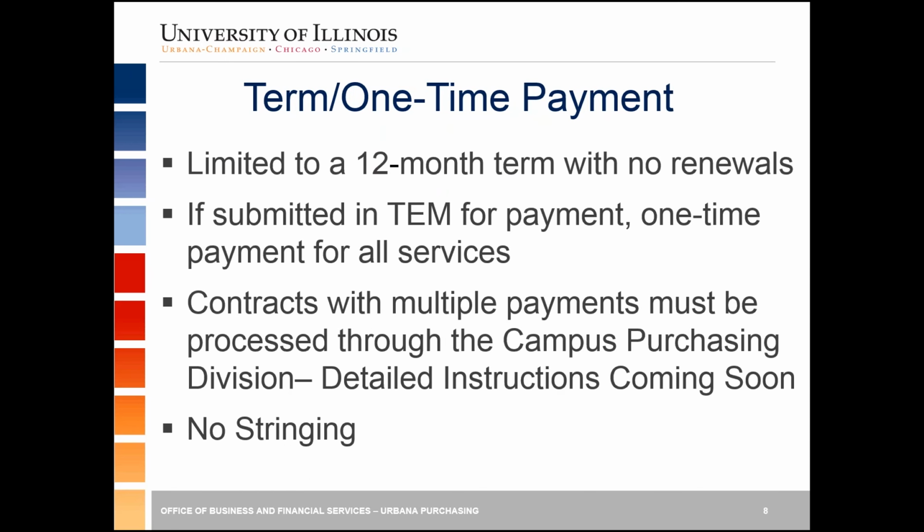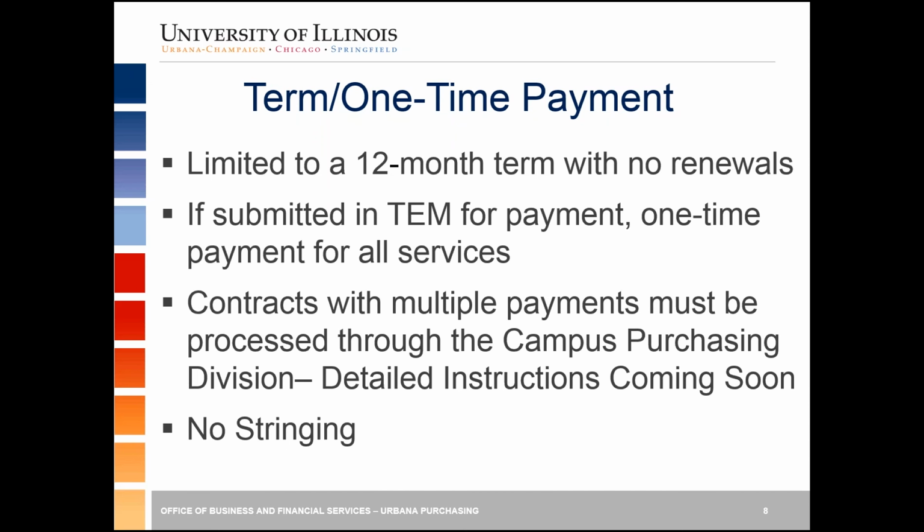The CFS under $10,000 template is limited to a term of 1 year and no renewals are allowed. The CFS under $10,000 template, when submitted for payment in TEM, should not be used for multiple payments. If multiple payments are necessary, then the unit should submit the executed template, including the instruction pages, to their campus purchasing department to be processed with a purchase order.